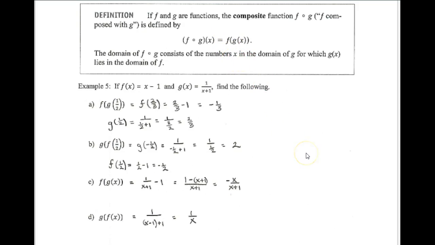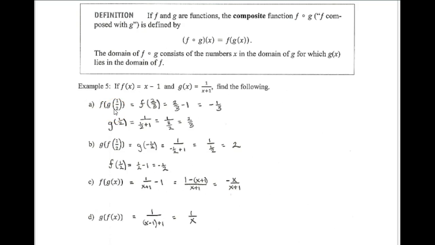Okay, so how does that work? So let's look at example 5. So let's say we have f of x is equal to x minus 1 and g of x is equal to 1 over x plus 1. If I want to look at f composed with g of x, then I look at f of g of x, and then of the function 1/2. So of x equals 1/2. So f of g of 1/2.